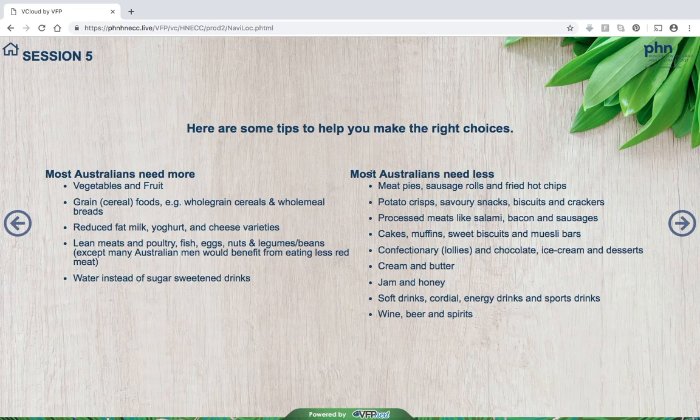And most Australians on the right hand side here need less meat pies, sausage rolls and fried hot chips. They need less potato crisps, savoury snacks, biscuits and crackers. They need less processed meats, they need less cakes and muffins, less lollies, chocolates, ice creams and desserts, less cream and butter, less jam and honey, less soft drinks, cordial, energy drinks, sports drinks, and less wine, beer and spirits.